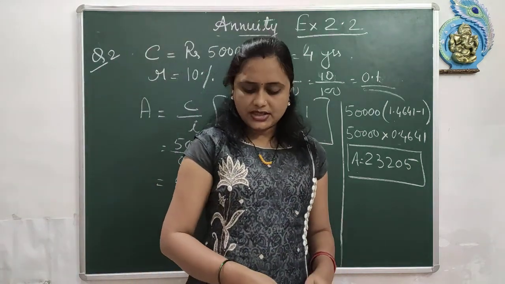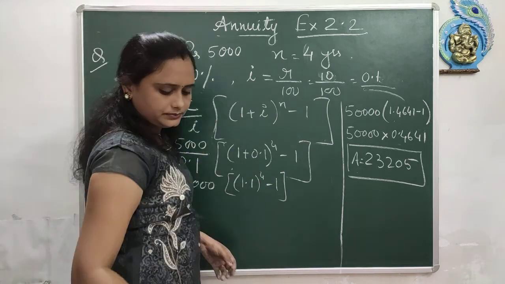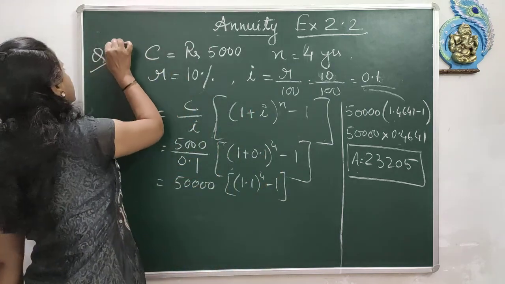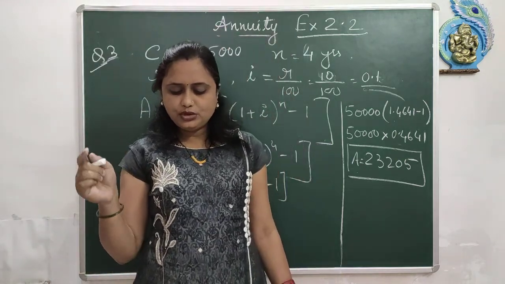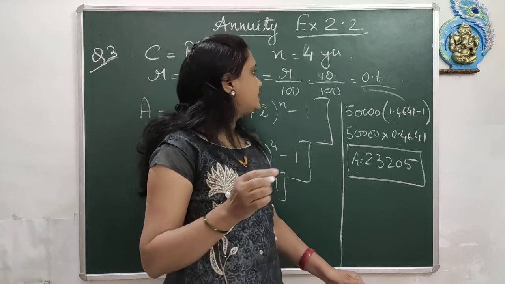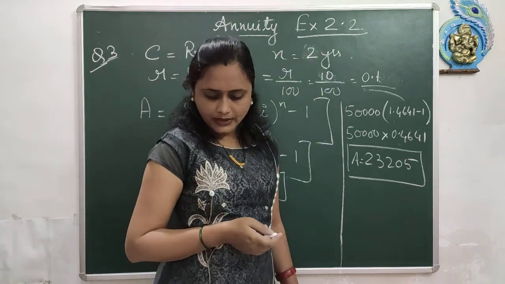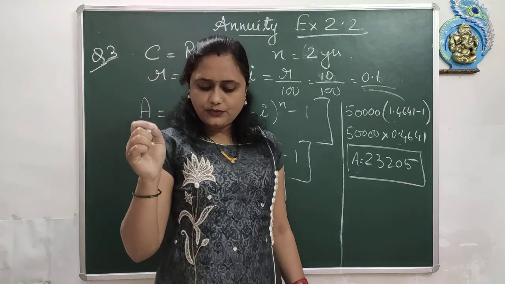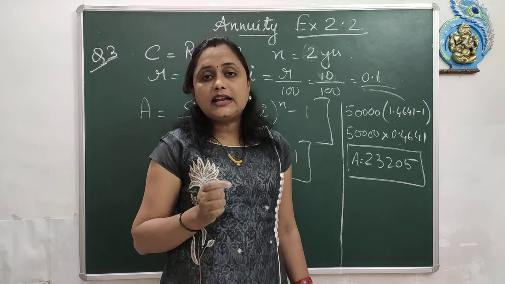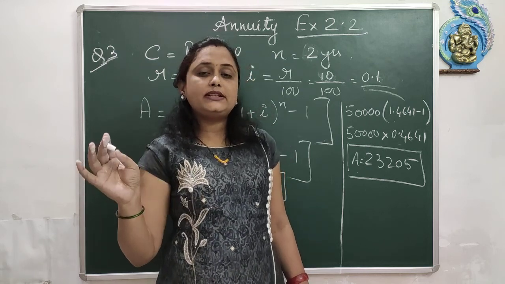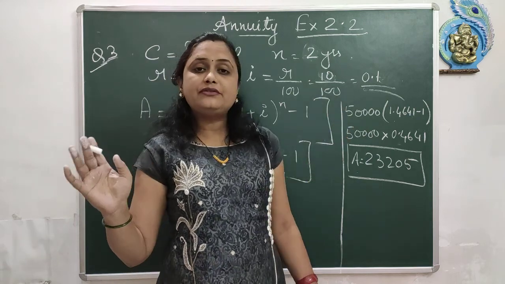Now we'll move to question number 3. What is given in question number 3? Find the amount accumulated after 2 years. That means in years it is given 2. If a sum of rupees 24,000 is invested every 6 months, that means now the interest is calculated every 6 months and the payment is made after every 6 months.